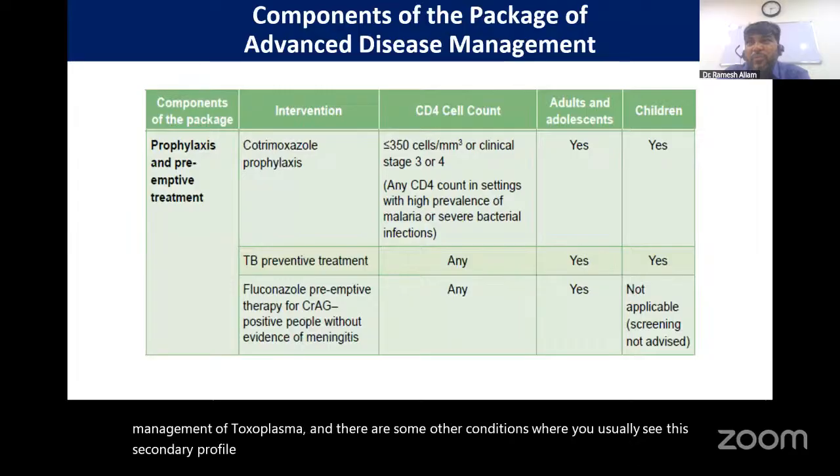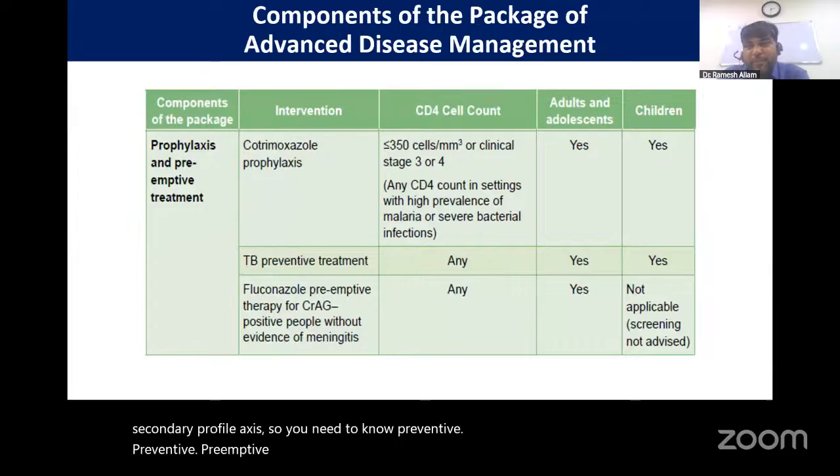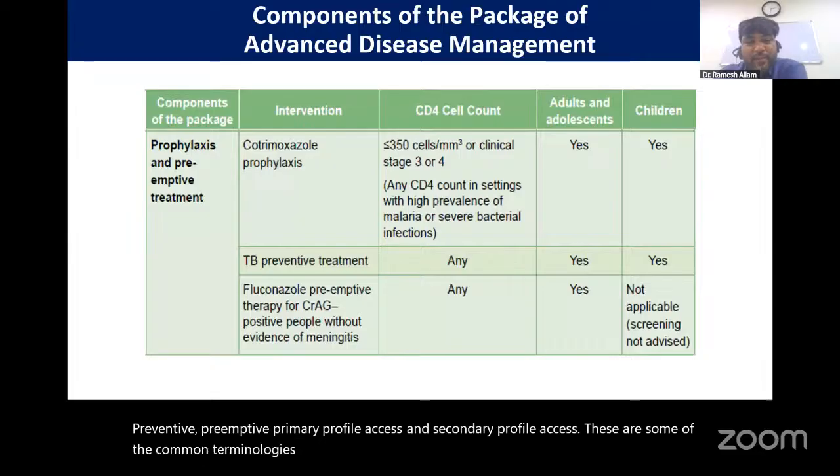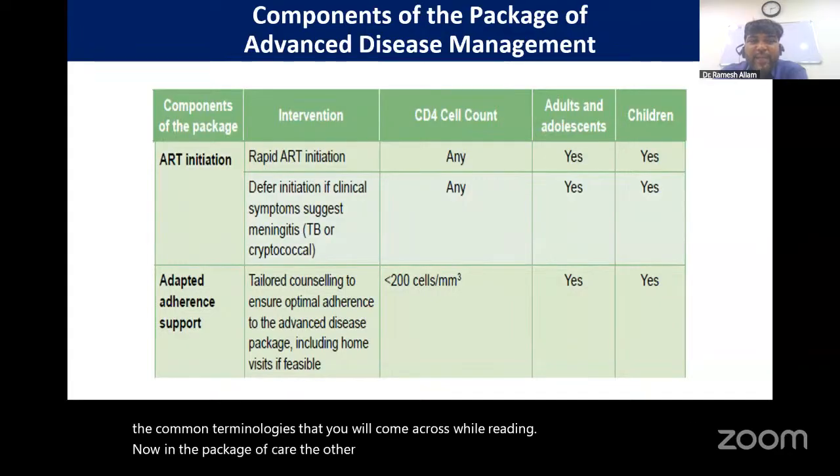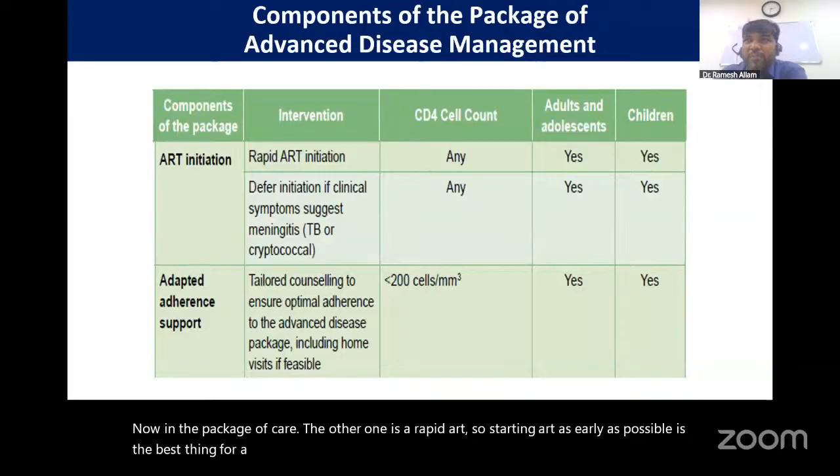So you need to know preventive, preemptive, primary prophylaxis, and secondary prophylaxis. These are some of the common terminologies that you will come across while reading. Now, in the package of care, the other one is rapid ART. Starting ART as early as possible is the best thing for a better outcome of the patient.